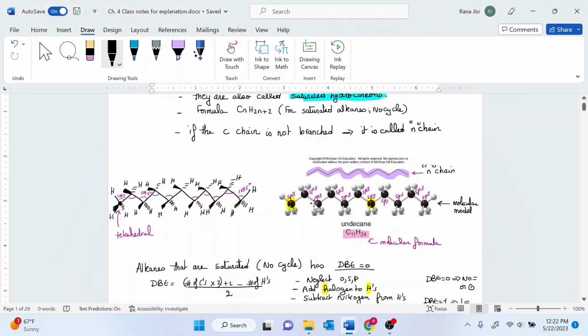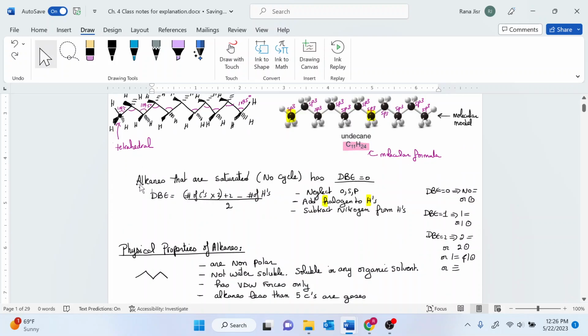This is an example of an unbranched alkane chain. It's a long chain which is made up of 11 carbons. Undecane: dec means 10, un means 1. So this is a chain of 11 carbons. And the molecular formula follows CnH2n+2.